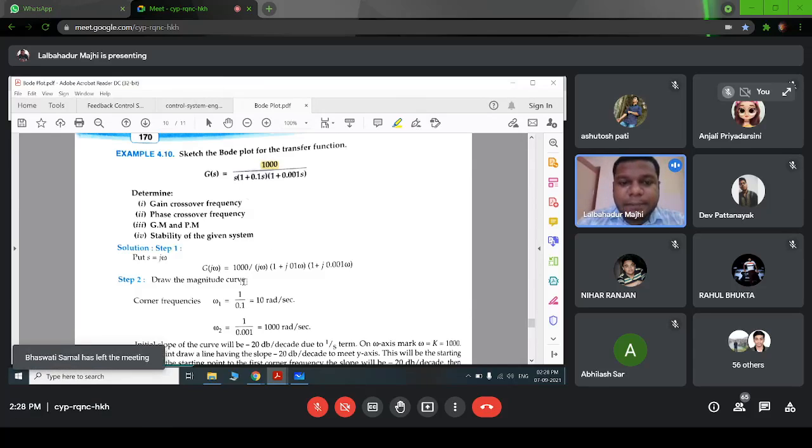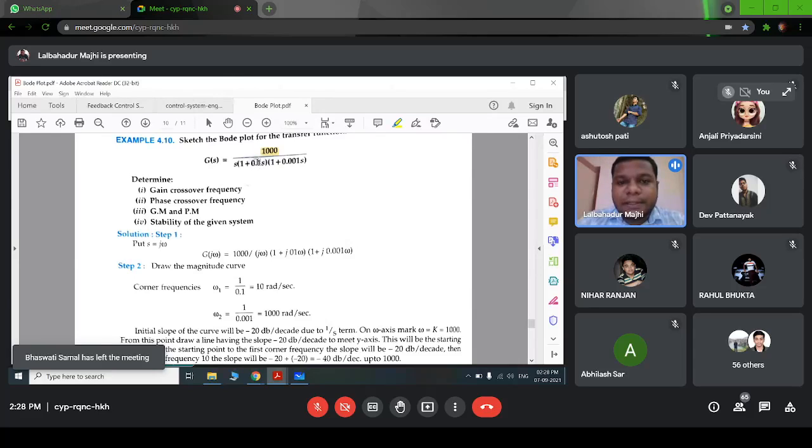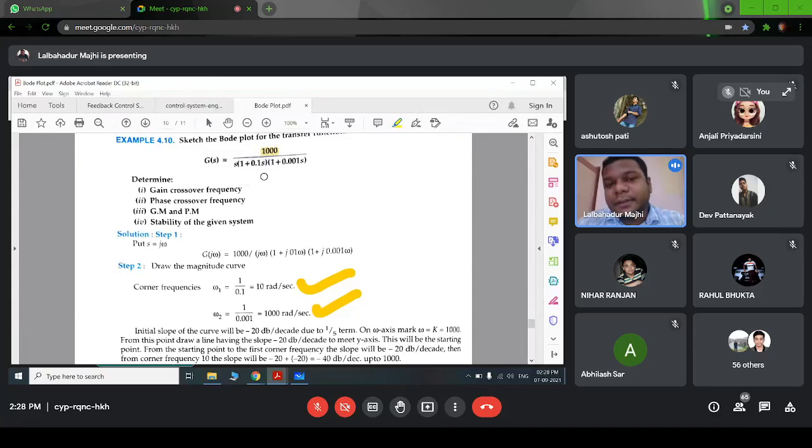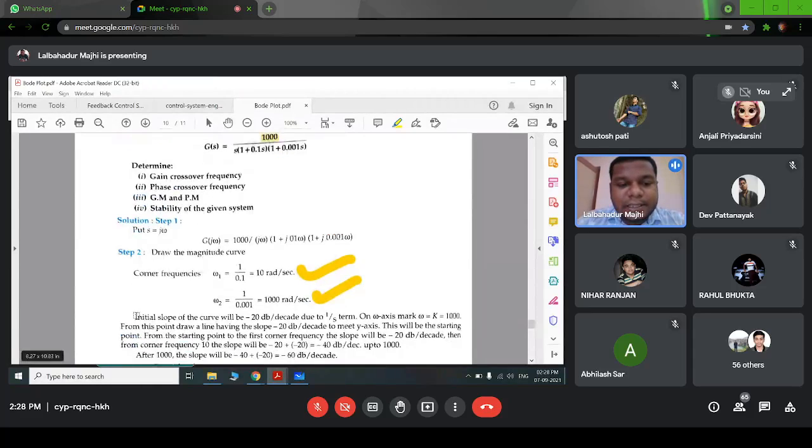So neglecting this, we have two corner frequencies: one is 1 by 0.1 and the other is 1 by 0.001, so 10 radian per second and 1000 radian per second. So it is not a type 0 system. It is a very tricky one to identify the starting point of this magnitude plot. We have already discussed that for a type 1 system the initial slope will be minus 20 per decade, but for type 0 it was 0 dB per decade.